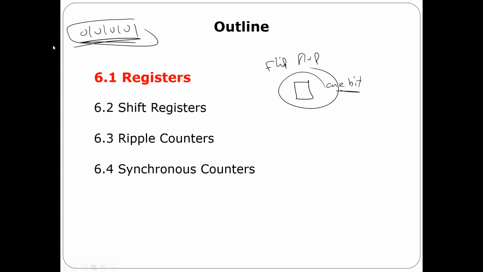1 2 3 4, 1 2 3 4. So this is one piece of information. I can't cut it. It's just one piece of information. I cannot cut it. It doesn't have any meaning to cut it.